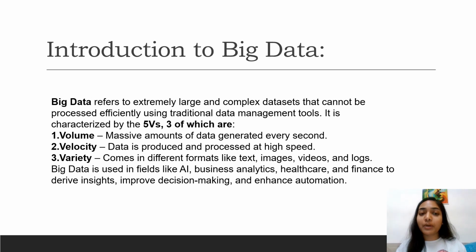So it is characterized by the 5 V's, three of which are volume, velocity, and variety. Volume means the massive amount of data generated every second is managed by big data. Second is velocity. Data is produced and processed at high speed. Third is variety. Data comes in different formats like text, images, videos, and logs. Big data is used in fields like AI, business analytics, healthcare, and finance to derive insights, improve decision making, and enhance automation.